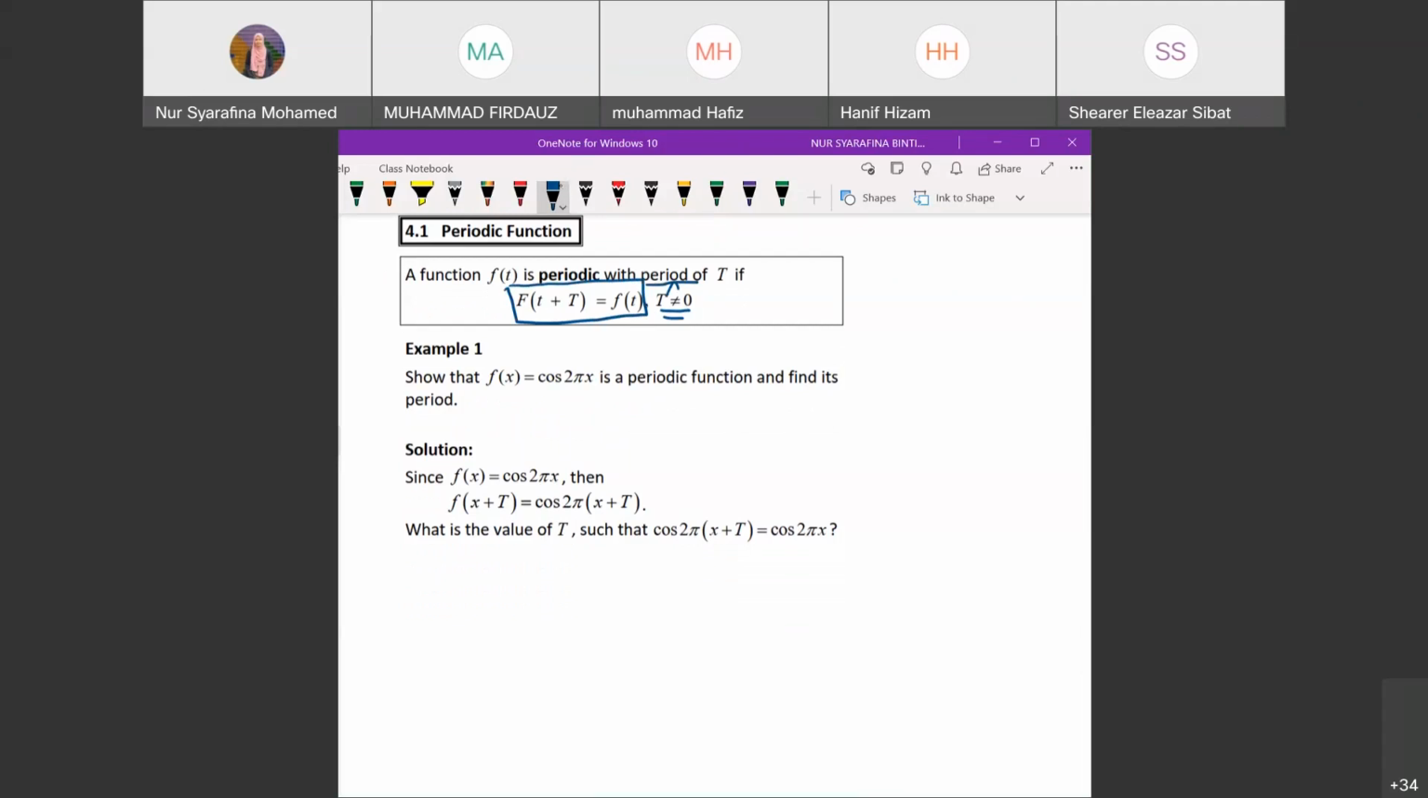So how can we identify a periodic function? You have to make sure that your function is equivalent to f(t+T). Now let's show whether this f(x) is a periodic function or not and find its period.